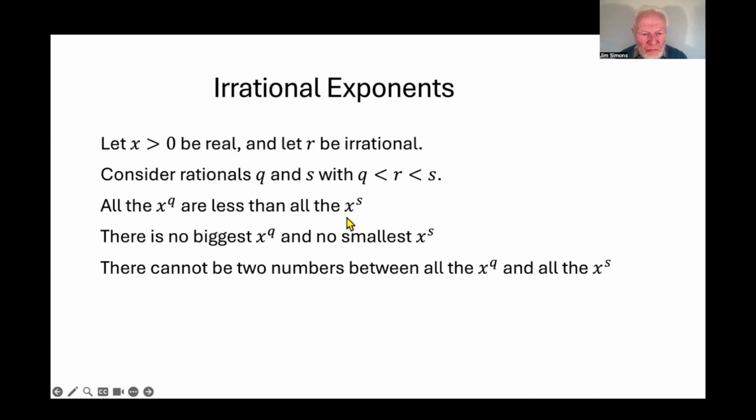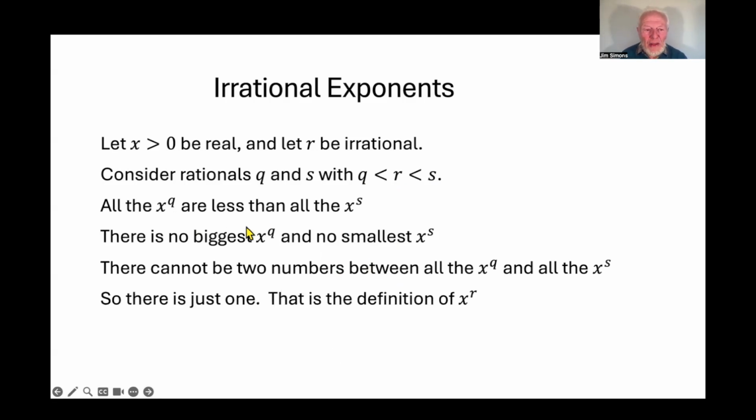And because this thing is continuous, we can make x to the q and x to the s as close together as we like. There's no room for two numbers between all the x to the q's and all the x to the s's. But there's no biggest and no smallest. And there's exactly one number between all the x to the q's and all the x to the s's. And that's our definition of x to the r.